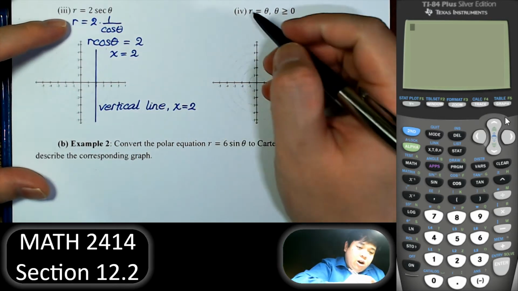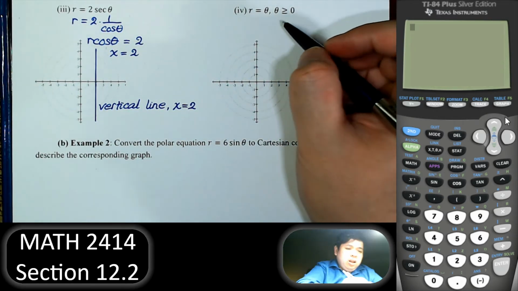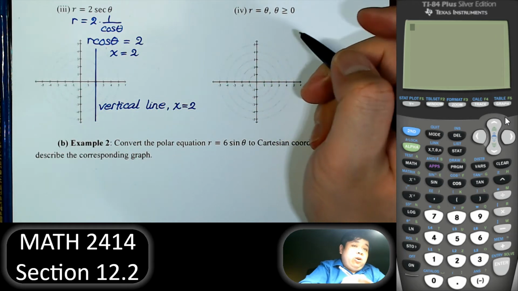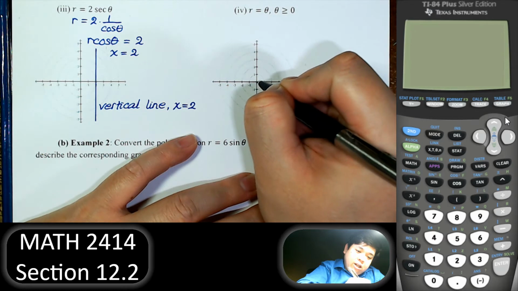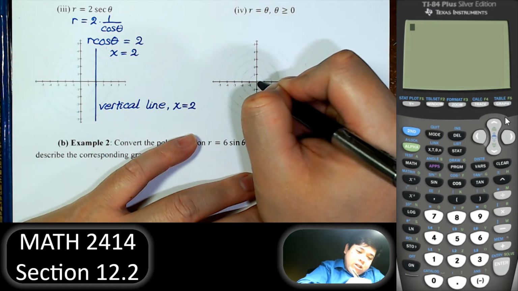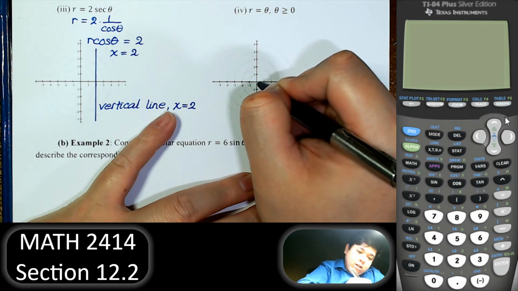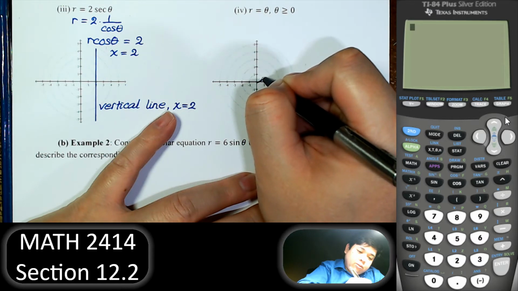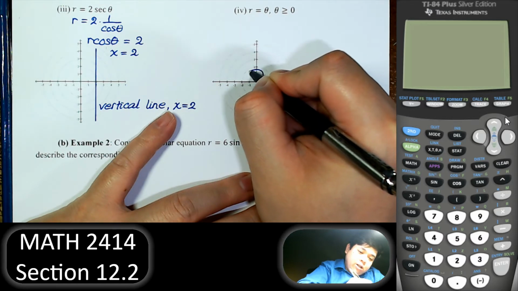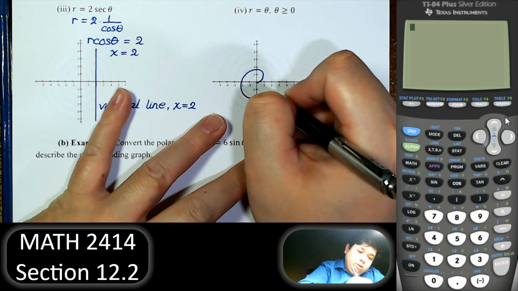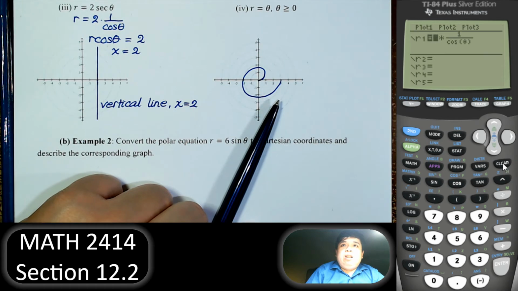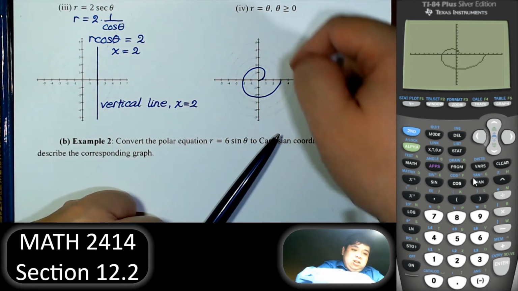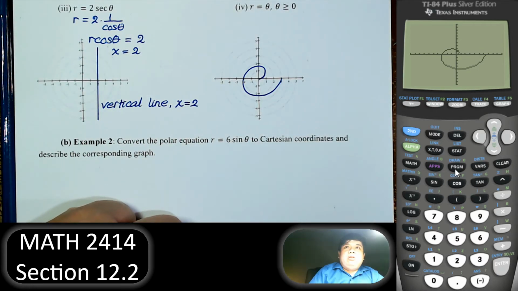And finally, what is r equal to theta? Now theta will be greater than or equal to 0. So as the angle increases, the radius increases. So we will start from here, and when theta increases, the radius increases. So it looks like that would be a spiral. Actually, it would be better if I just graph it using the calculator. And then it just keeps spiraling out.